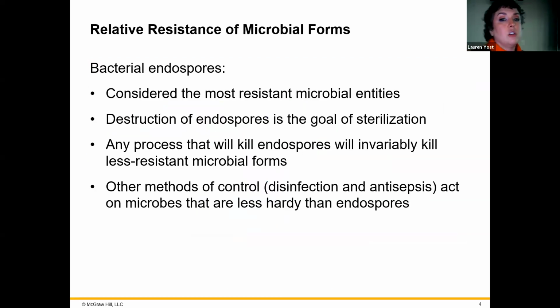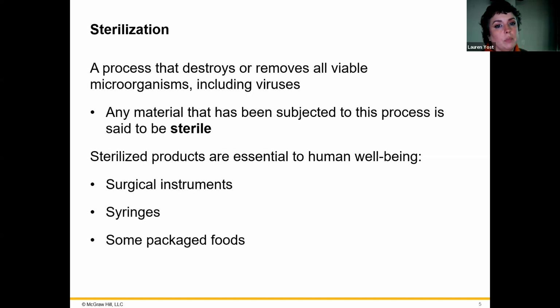Moving on, again, just to reiterate, bacterial endospores are considered the most resistant microbial entities. And that's usually the goal of sterilization, is to destroy these guys. If you are able to destroy endospores, you're going to be destroying everything else too. So if you're capable of destroying an endospore, you're almost certainly destroying everything else. So if you're destroying other things but not the endospore, that's the disinfection, the antisepsis stuff. So sterilization really is referring to completely removing or destroying all living organisms, including the endospores.